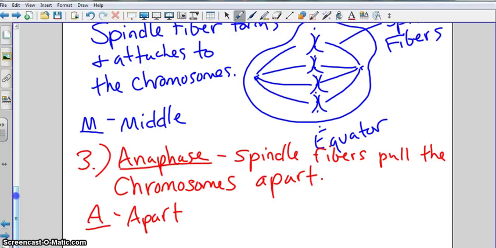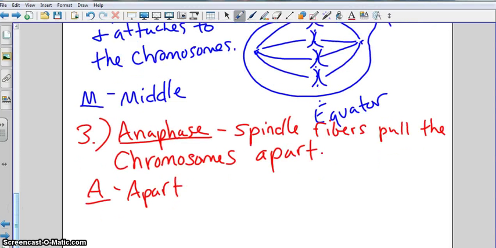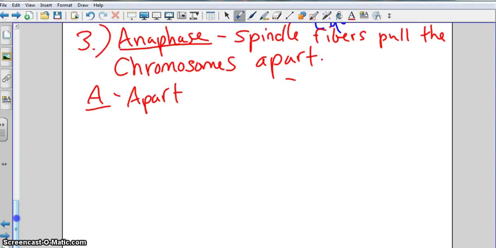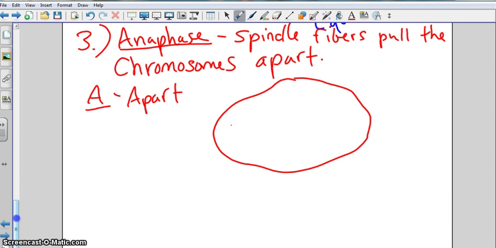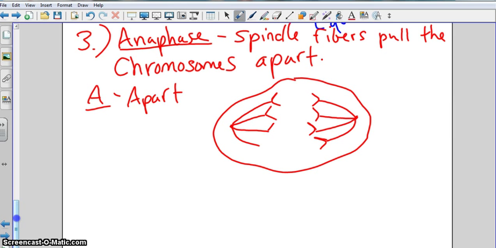So we can draw a picture of this. Here's my cell again. And what did I say these little things are coming out? Spindle fibers. And what they have done is they have pulled those chromosomes so that half of the chromosome is going to each side. So we have our spindle, we have our chromosomes.